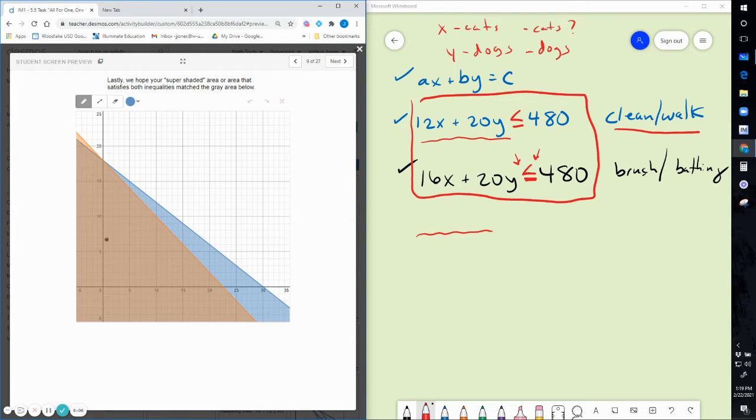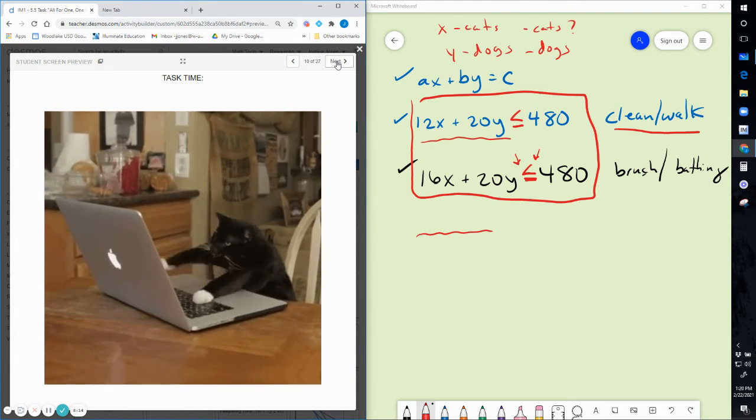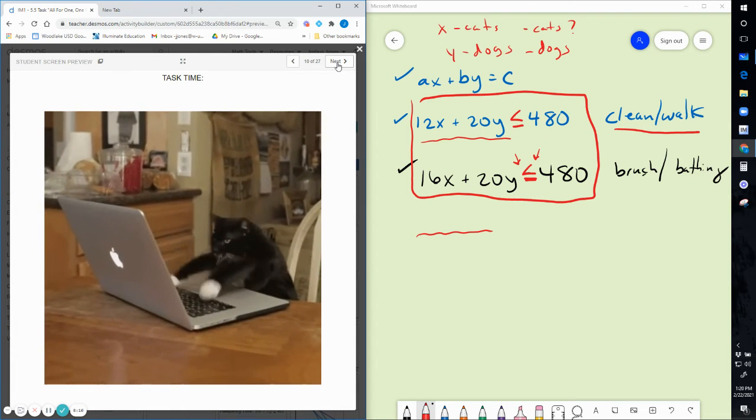So you have to make sure that they both work, and that's what we're calling super shaded, the one that you're shading twice, right? All right, now it's game time. That was just kind of a little review to get you guys rolling.